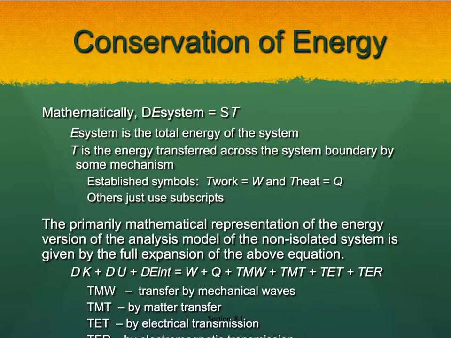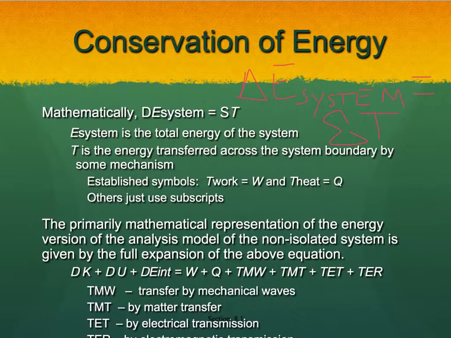So we can describe the conservation of energy in terms of a mathematical equation, and that would be delta E, so just the change in energy, and let's be more specific, of the system, is equal to the sum of all of the transferred energy. So we can, again, mathematically show the conservation of energy by saying delta E system is equal to sigma T.